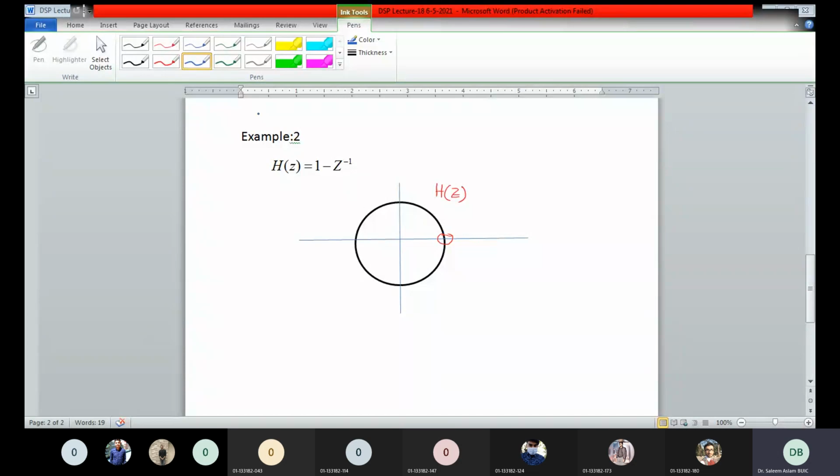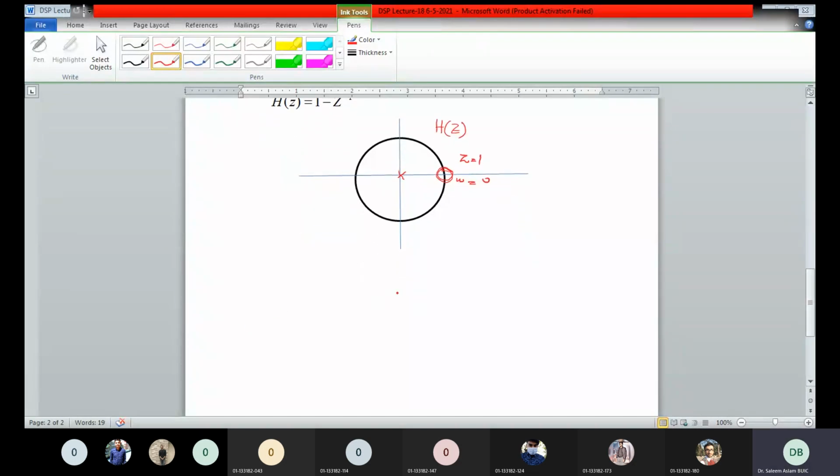Next, same system, but we are bringing the zero onto the unit circle. So in this case, you have one pole at the origin, which is negligible. Then you have a single zero at z equal to 1. This is omega equal to 0. If you plot its frequency response, we have a minimum value at omega equal to 0 because the angle is 0, and we have a maximum value at omega equal to pi.